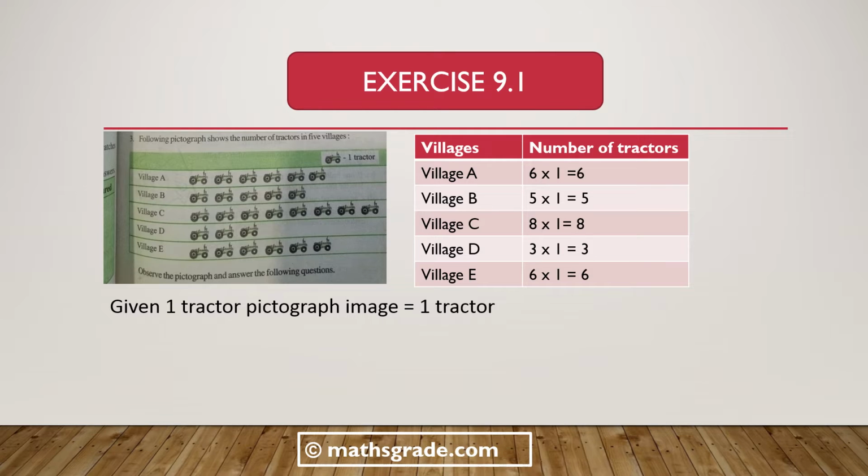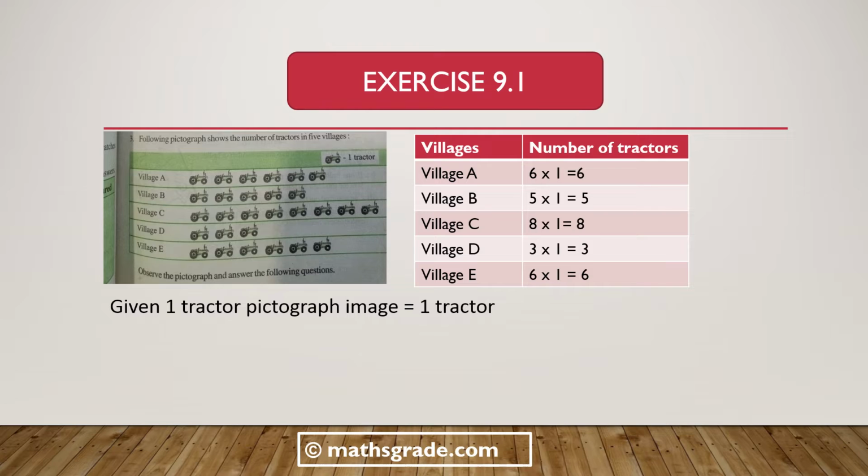the following pictograph. This is the pictograph given. Pictograph is the symbolic representation of the data. The following pictograph shows the number of tractors in the villages. These are the village names: village A, B, C, D and E. There are 5 villages and the number of tractors is given in pictograph symbols. This is the tractor symbol. One tractor symbol represents one tractor.